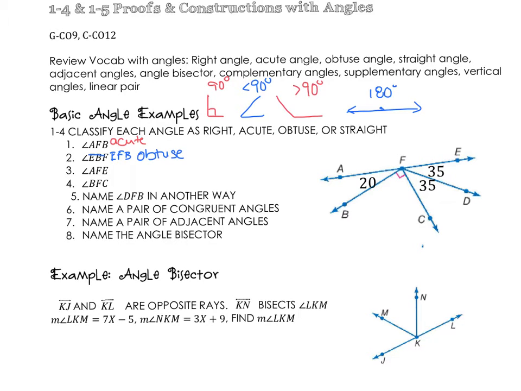Okay, the next one is AFE. So that's going to be a straight angle. And then we have BFC. And that's marked with that little mark, which indicates a right angle.